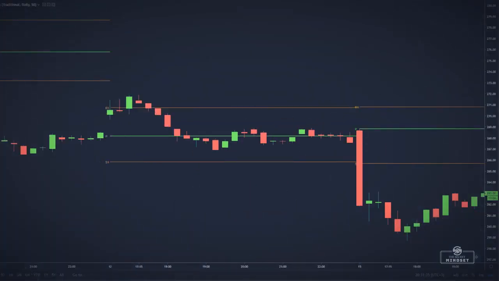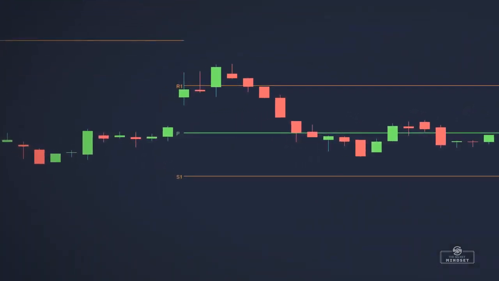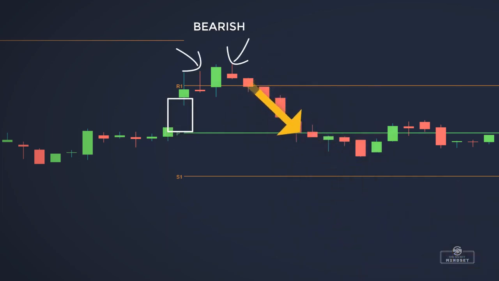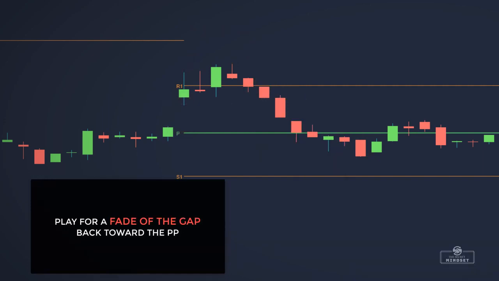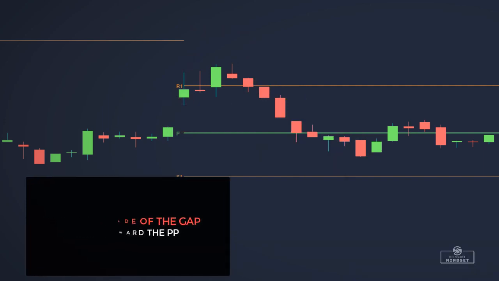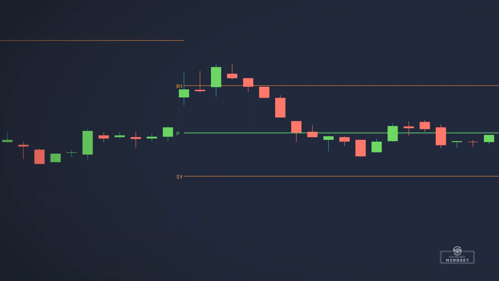Here we have the Tesla stock with the same pattern. The session opened with an upward gap, and after two bearish reversal candlesticks, the price headed back to the central pivot point. You must remember that the goal of this strategy is to play for a fade of the gap back toward the central pivot point, meaning that the trade will be short with little room to breathe.